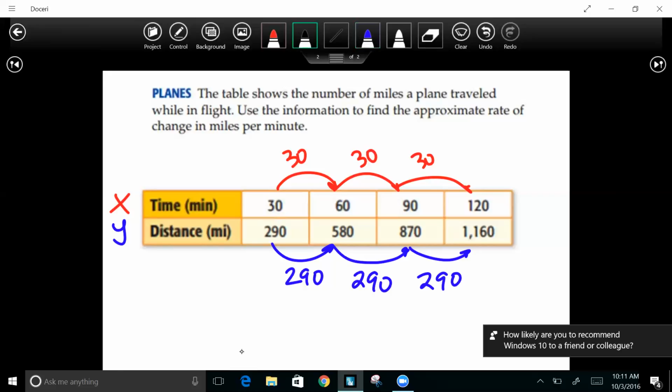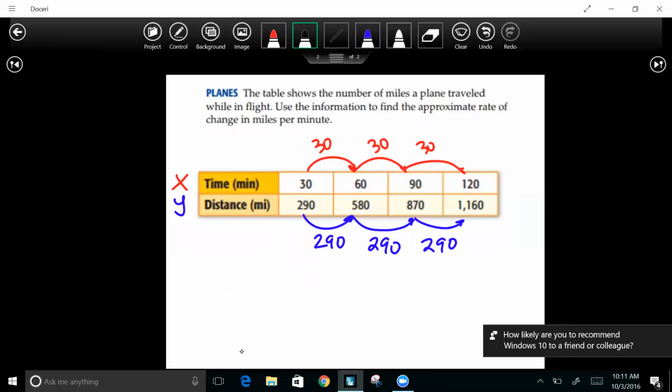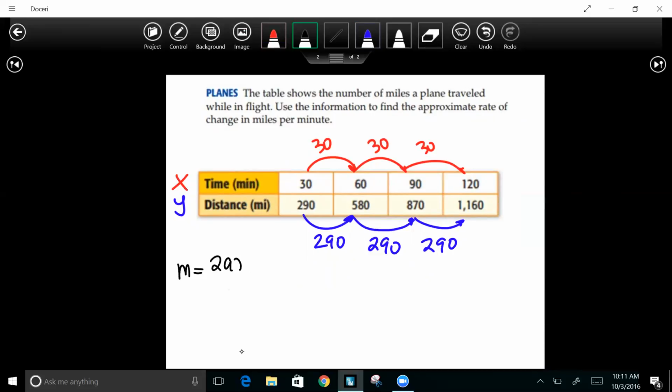Can we write that as a ratio or a rate of change? What would it be? 290 over 30. Can someone give me, in the context of what we've been doing, in words, what's that? What does that 290 over 30 mean? Yes. What does it mean? 290 miles.